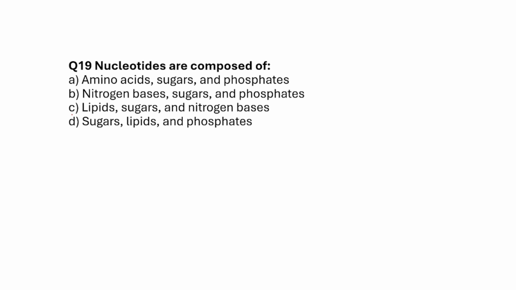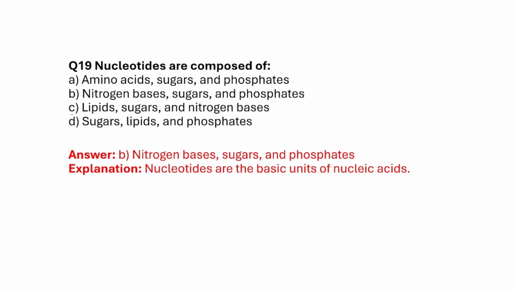Nucleotides are composed of amino acids, sugars, and phosphates; nitrogen bases, sugars, and phosphates; lipids, sugars, and nitrogen bases; sugars, lipids, and phosphates. So the correct answer is nitrogen bases, sugar, and phosphates.